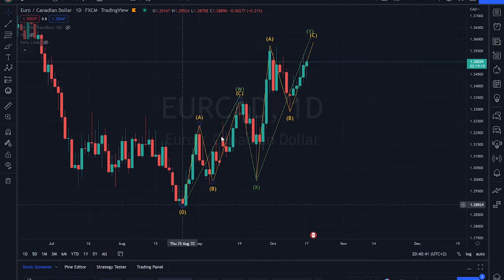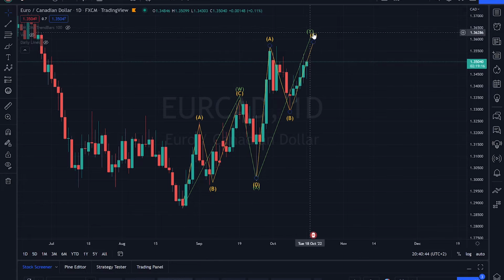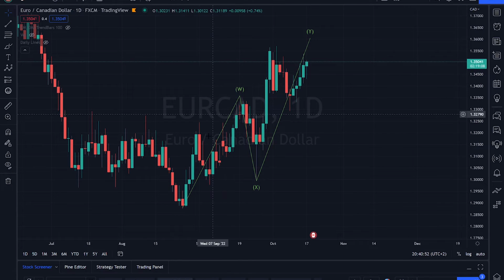One of the rules that we have for this WXY correction is that, let's get rid of the subwaves there so we can see a little more clearly that the W wave and the Y wave will be of equal length. You can see that it's kind of getting there. I would say that this Y wave is probably a little bit longer, but it looks correct.